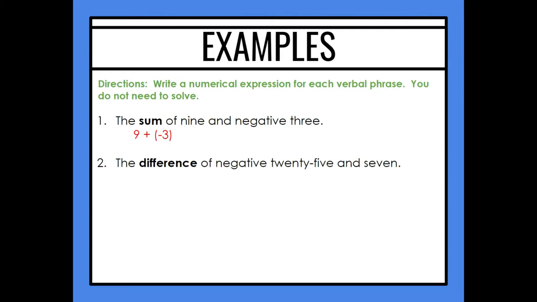Number 2, the difference of -25 and 7. Difference is bold because that is our operation word. It means to subtract. Since there are no turnaround words, we're going to go in order. So I'm going to do -25 minus 7.